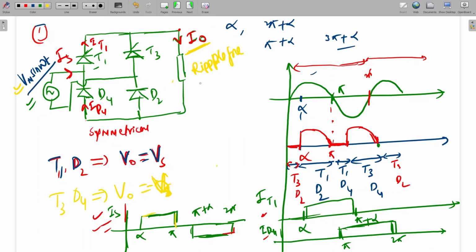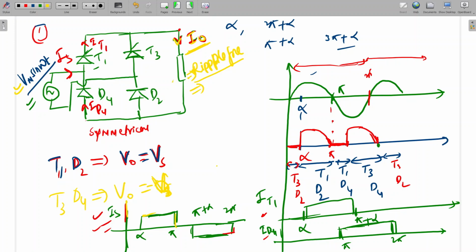Approximately, if it is written in the question, mostly this type of question will come in the exam. If it is written as highly inductive load, ripple free current, or stiff current, then in that case I am analyzing. I am assuming that this current is constant, which means the input side will also have a square kind of waveform. Is it clear?